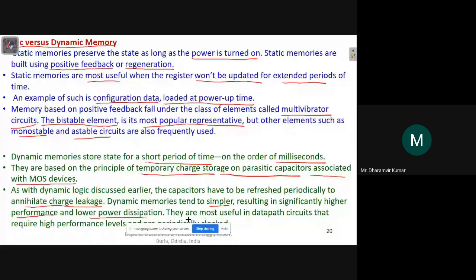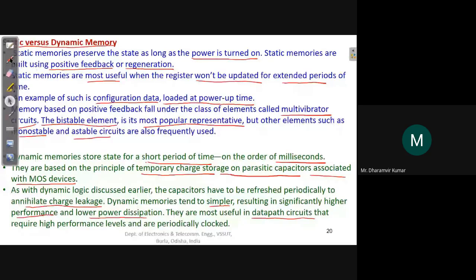And they are most useful in data path circuits that require high performance levels. But one thing is that it should be periodically clocked, otherwise it can lose its charge content. So it should be periodically refreshed.